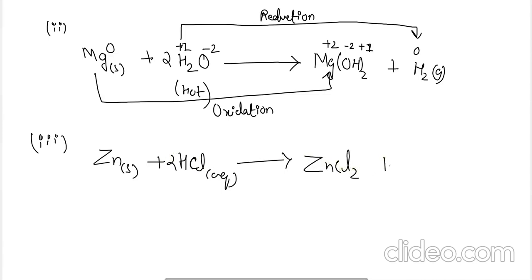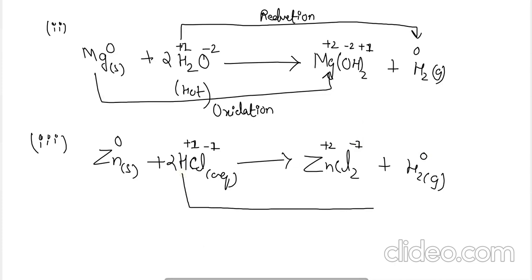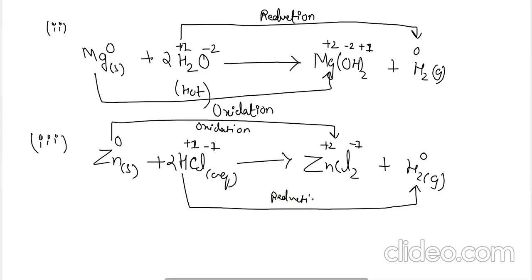Here zinc has 0 charge, hydrogen has plus 1, chloride has minus 1. In the products, zinc has plus 2, chloride has minus 1, and hydrogen has 0. So we will see that chloride's oxidation state is the same, minus 1, while the oxidation state for hydrogen has decreased and for zinc has increased. So oxidation for zinc and reduction for hydrogen are observed here.